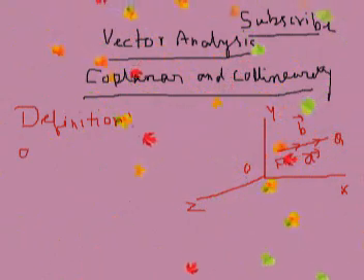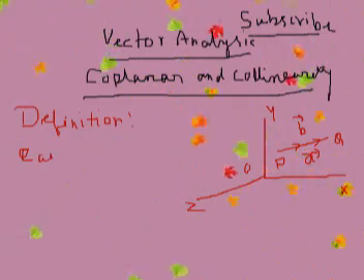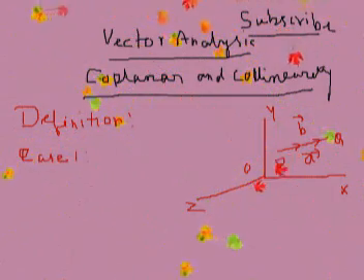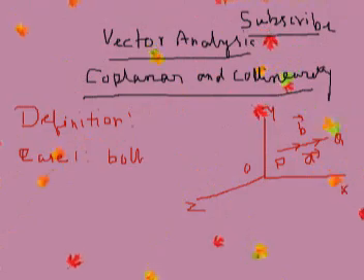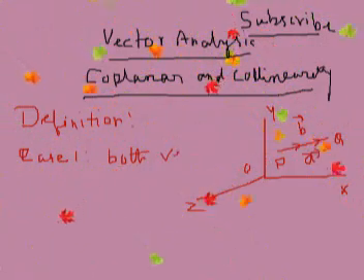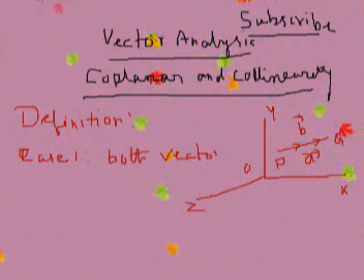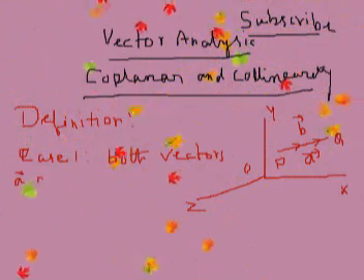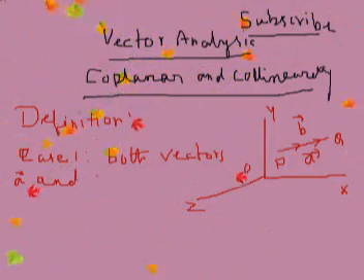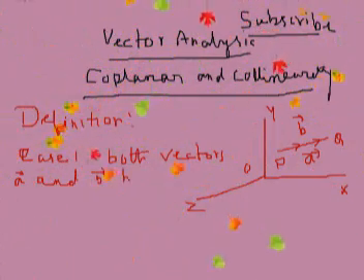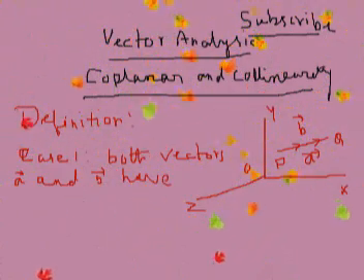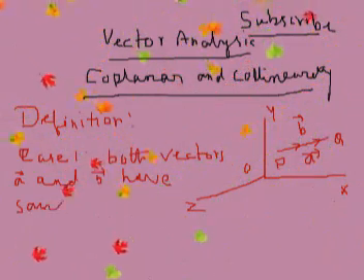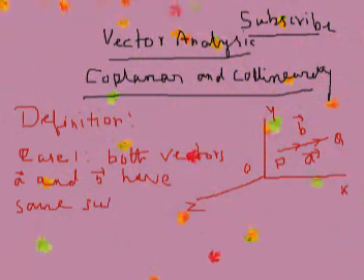It can be one case. This is case 1, that both vectors A and B have the same support. Support means the directed line PQ is the same support for both.